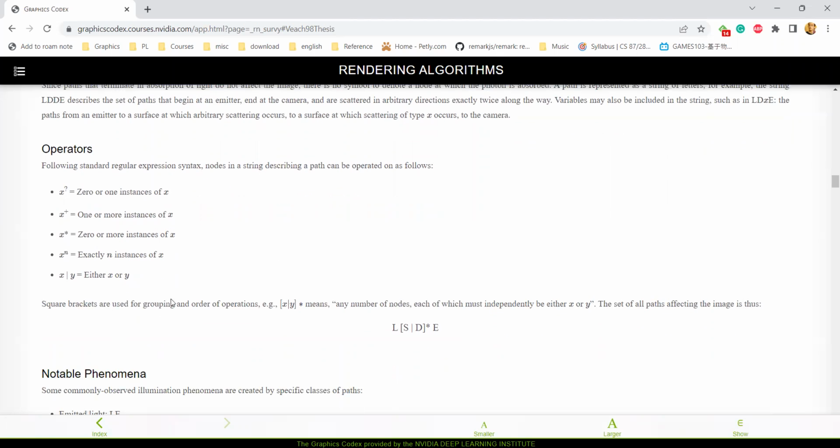Square brackets are used for grouping and order of operations. That's not like normal regular expression notation, right? I think you should use parentheses for this kind of stuff. Whatever. I think you can also use them for order of operations if you're already using them for the normal use. So you could put a star and that applies to all of the square brackets. But yeah, that's not really the intended point of square brackets.